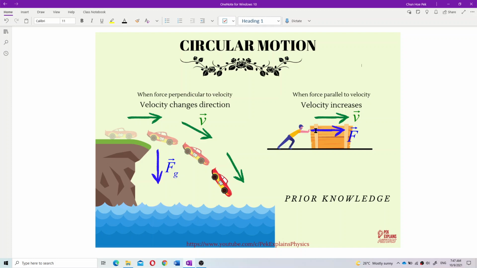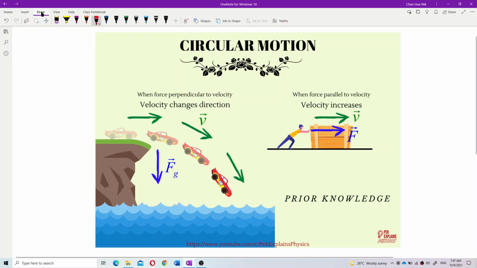Okay, now let's talk about circular motion. In the previous chapter, especially the kinematics of linear motion, you learned about these. Let's say the acceleration and velocity have the same direction. For example, this person is pushing on the crate, so the force is to the right.